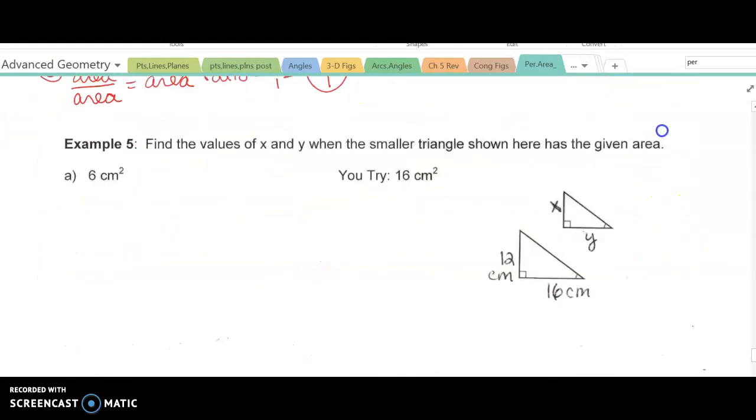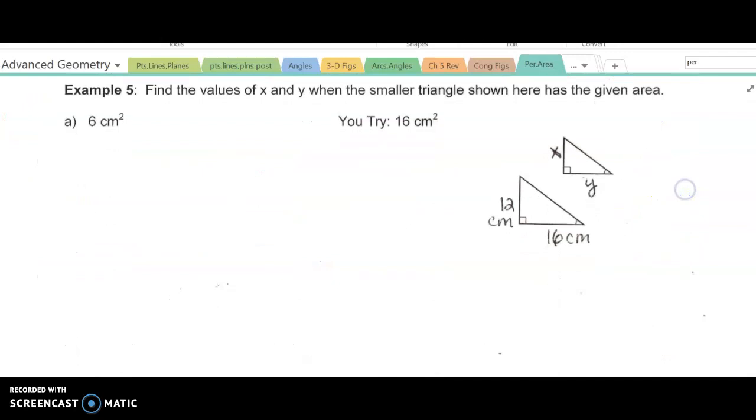All right, let's look at example 5. Now this gets pretty tricky. It says find the values of x and y when the smaller triangle here has the given area. Okay, so what we have here, let's look. We have a big triangle. We know the side lengths of it are 12 and 16. And we have a little triangle. We don't know x. We don't know y. All we know is that the area of this one is equal to 6.